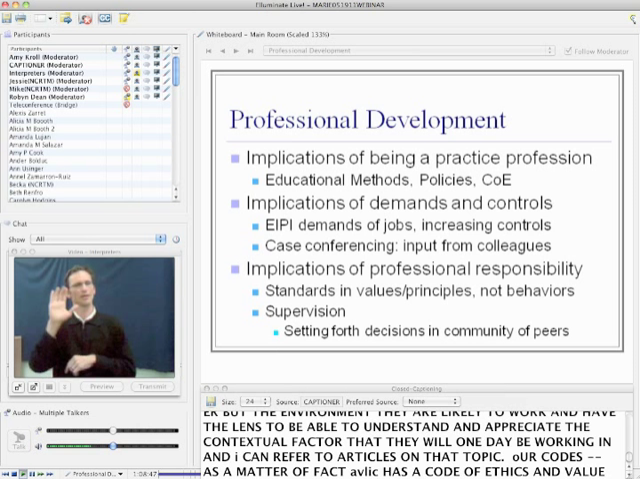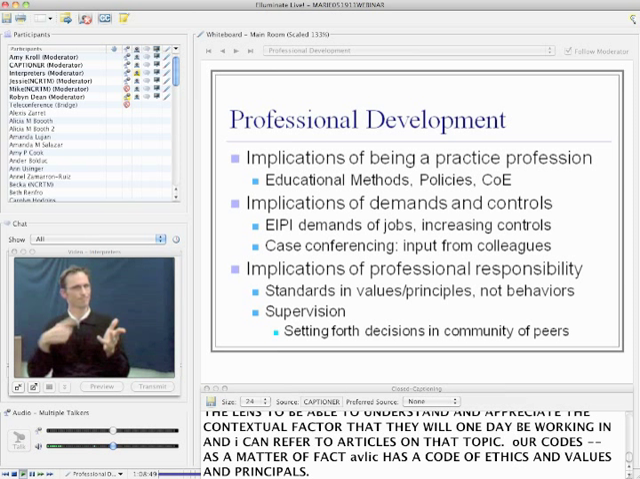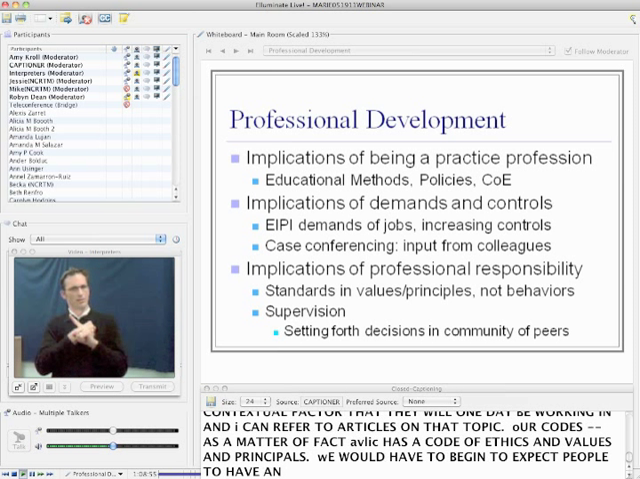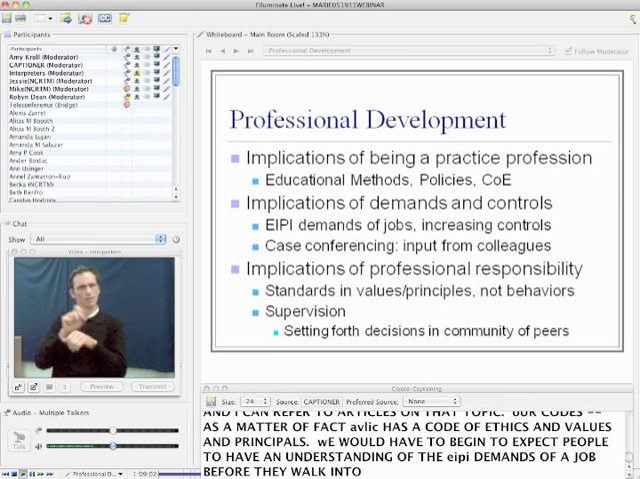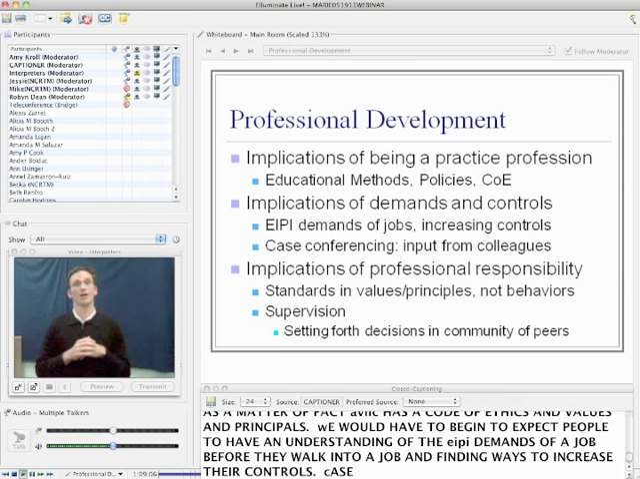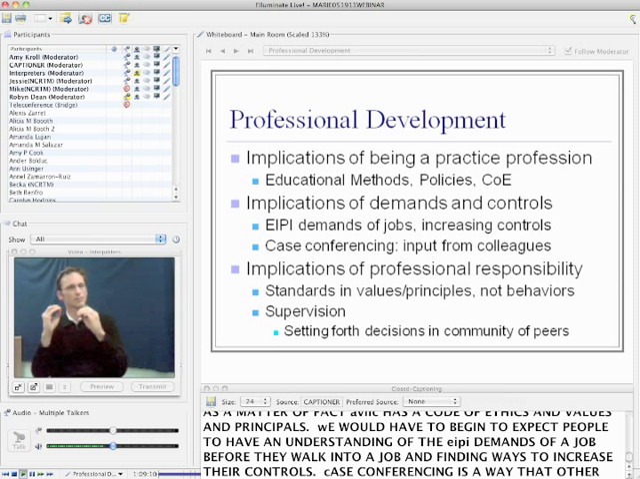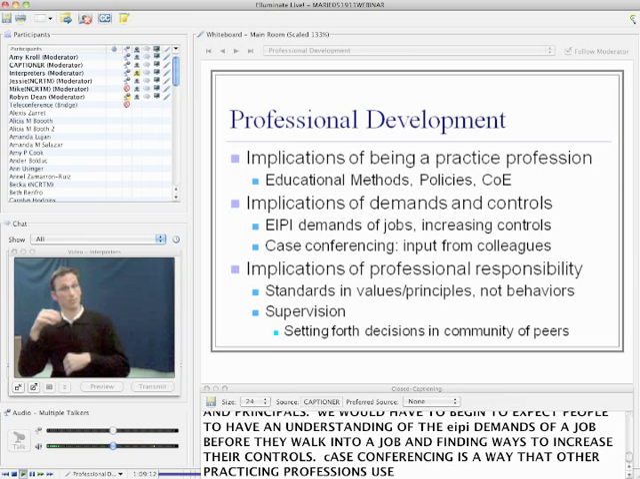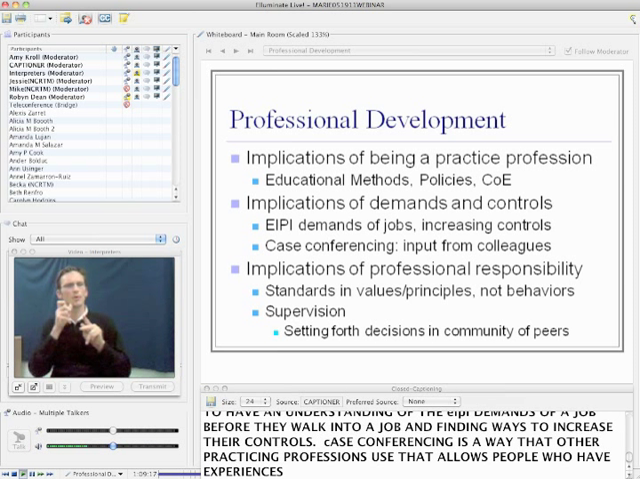What does it mean to understand the implications of demands and controls? We would have to begin to expect people to have an understanding of the EIPI demands of a job before they walk into the job, recognizing those demands and finding ways to increase their controls. Case conferencing is an educational method that other practice professions use. Supervision is another term associated with case conferencing that allows people who have experiences that don't necessarily have to mean years of experience.